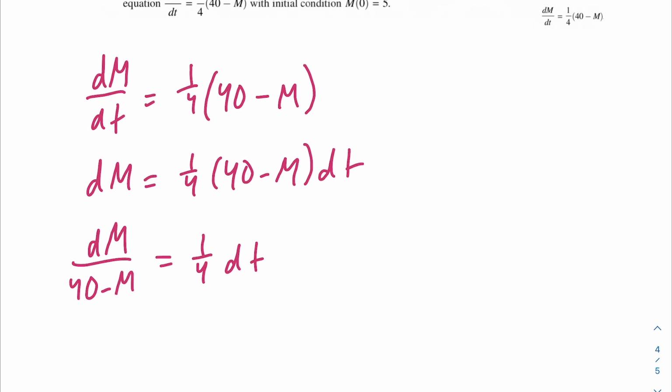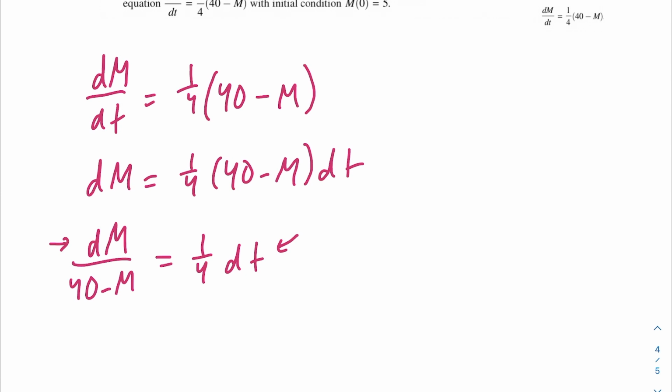You'll notice we don't actually have a t anywhere within our equation. That's okay. Remember that we're going to be taking the integral really soon, so just because there isn't a t doesn't mean that there won't be one in the future. Okay, so we have this in terms of dm and dt. We want this in terms of m and t.